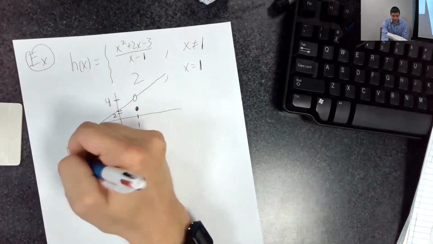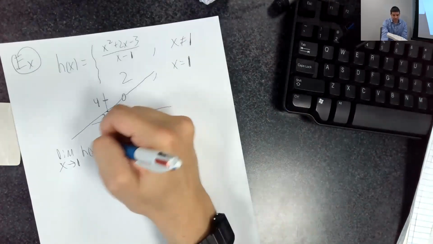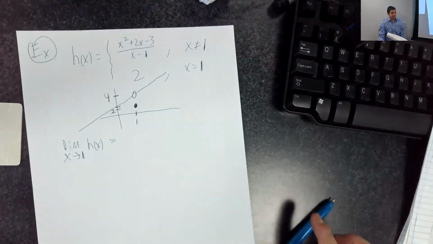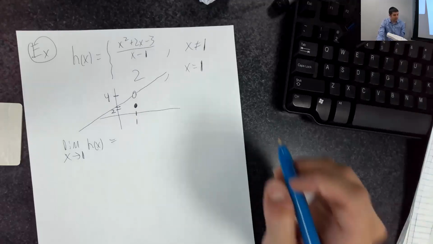Let's say we ask, what's the limit as x goes to 1 of h of x? Now remember, when we ask for a limit, we're not plugging in 1. We're asking, what's the pattern left and right going towards 1? Take a minute, think about the pattern. Don't plug in 1. Just look at the pattern on the graph. What's the limit? It's still 4, good. Why?